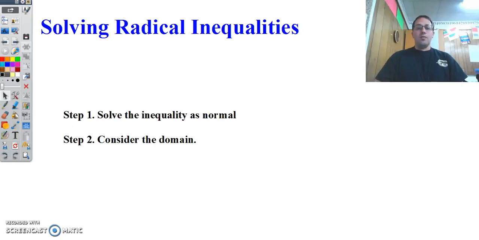Hello class, today what we're going to talk about is solving radical inequalities. Right? So this is things like the square root of x is greater than 5 or something like that. So first what we're going to do is take the inequality and solve it like normal, just like you would solve any other inequality.